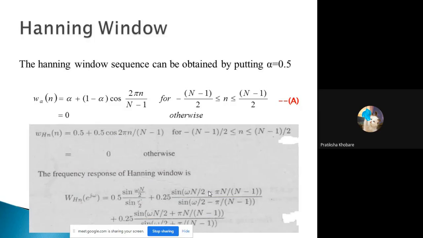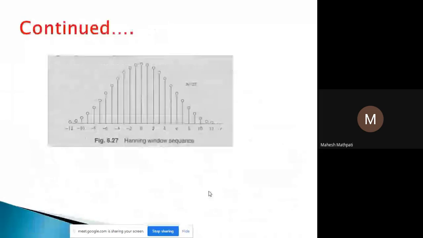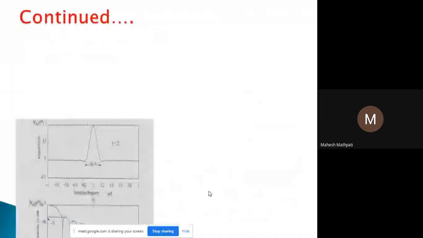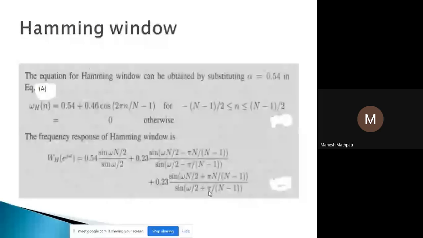Yes, sir. The next line you just write. You put alpha equals to 0.54. Put alpha equals to 0.54 in equation A. Alpha equals to 0.54 in equation A is called Hamming window. Is called Hamming window. Just note down this.